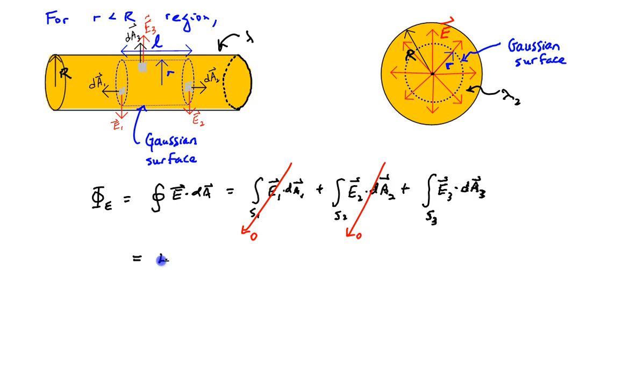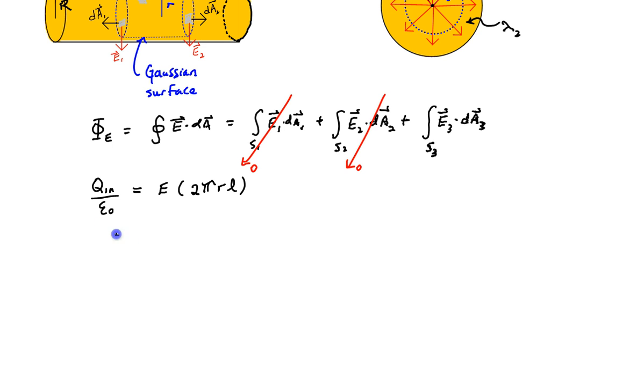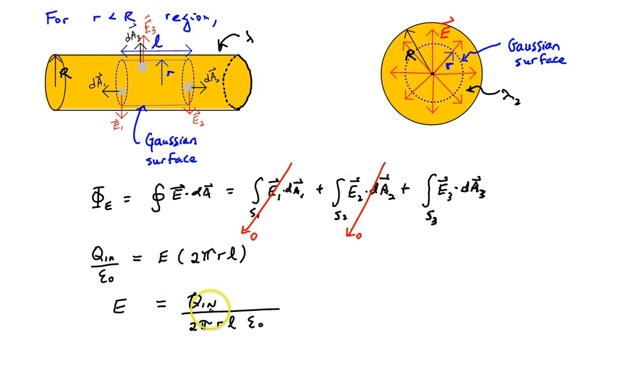So the total flux will be equal to E multiplied by the area of the cylindrical wall, and if you recall, that was 2 pi r times L. And this is equivalent by Gauss's law to the charge that is enclosed, Q in, divided by epsilon naught. So the electric field will be equal to the Q that is enclosed divided by the area, which is 2 pi r times L times epsilon naught. So what we now have to find out is what is this Q that is inside relative to the total charge Q.